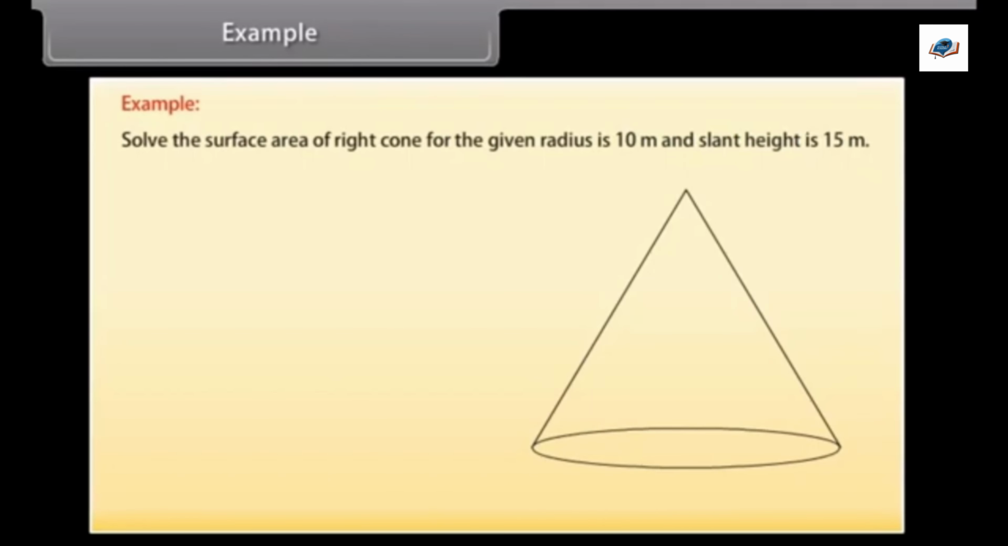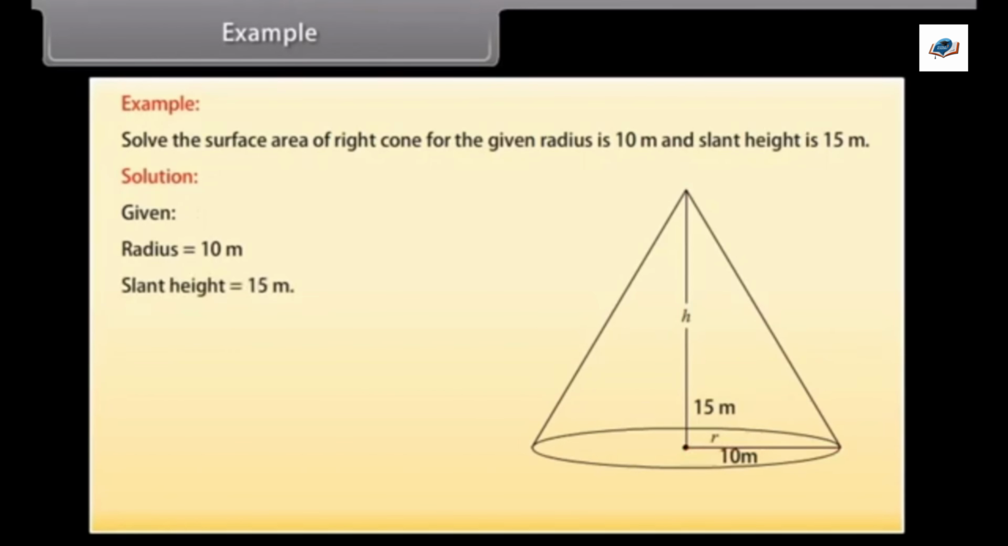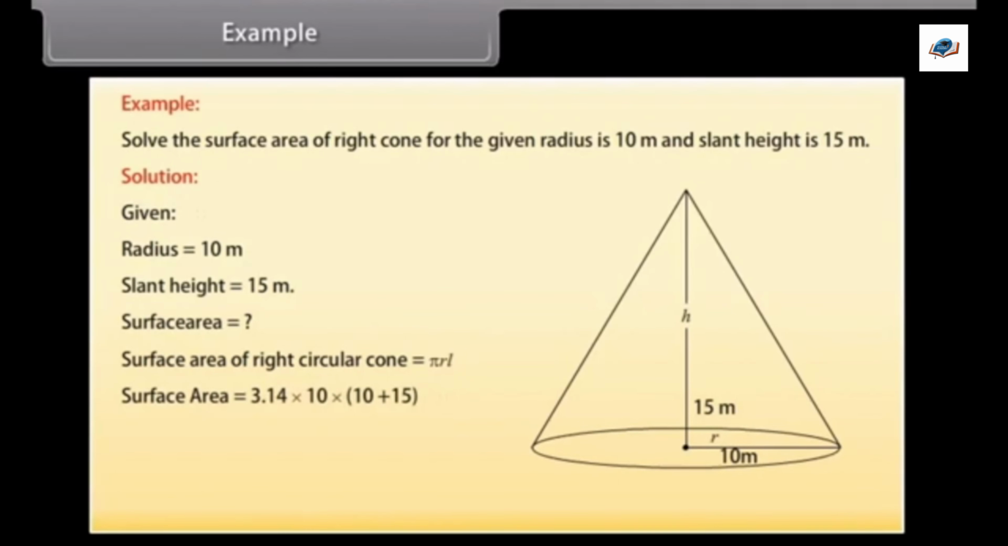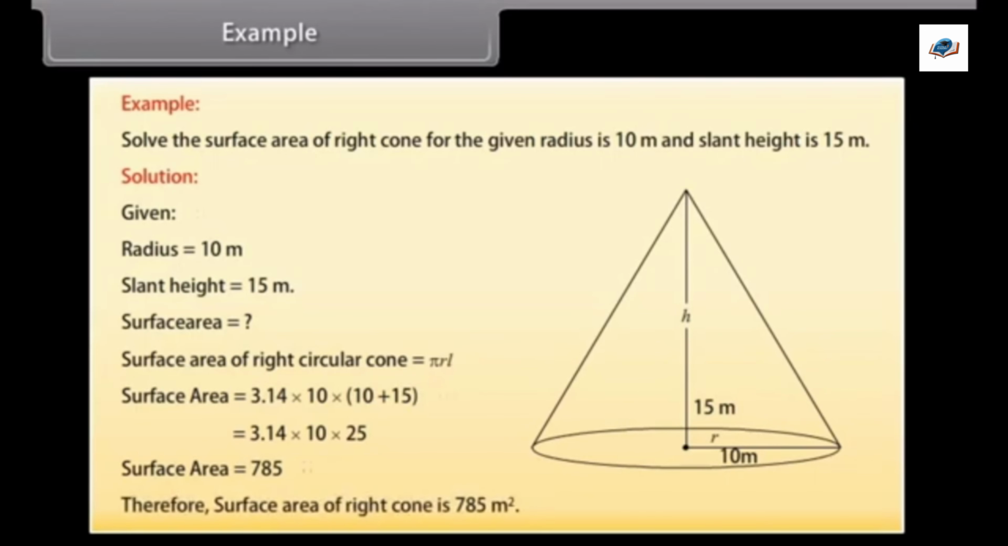Example: solve the surface area of a right cone for the given radius of 10 meters and slant height of 15 meters. Solution: radius and slant height, which are 10 and 15 meters respectively, have been given. We have to find the surface area. We know that the surface area of a cone is equal to pi r into (r plus L). Therefore, by substituting the values we get, surface area is equal to 3.14 into 10 into (10 plus 15). By solving this, we get surface area is 785. Therefore, the surface area of the right cone is 785 square meters.